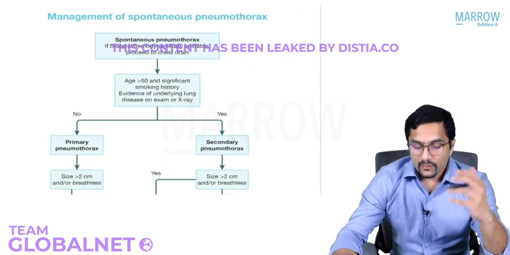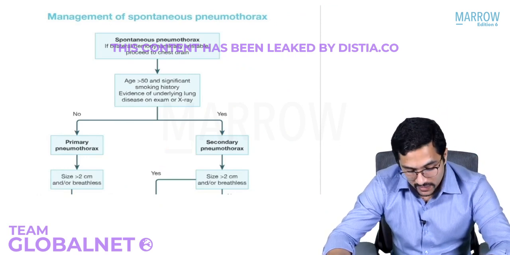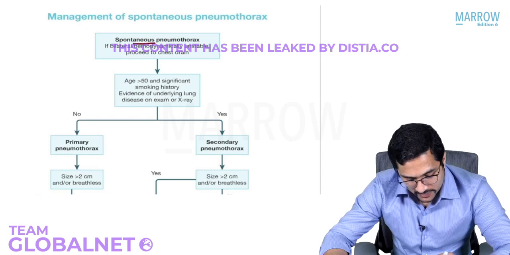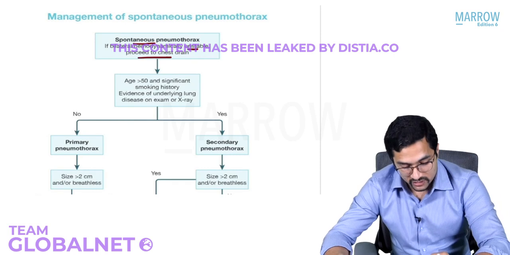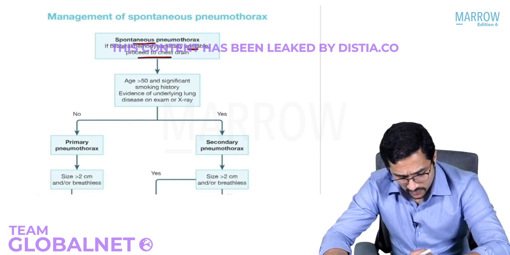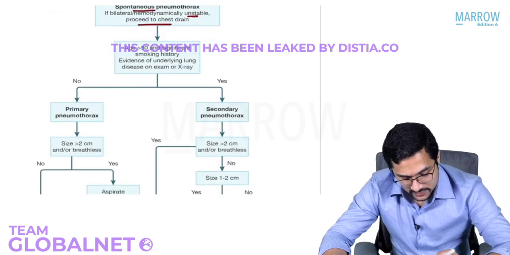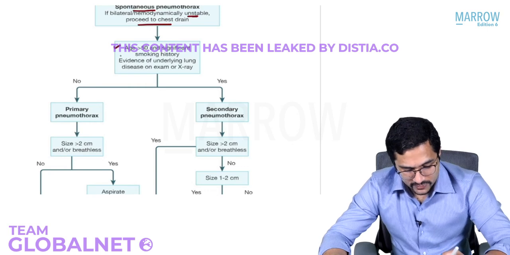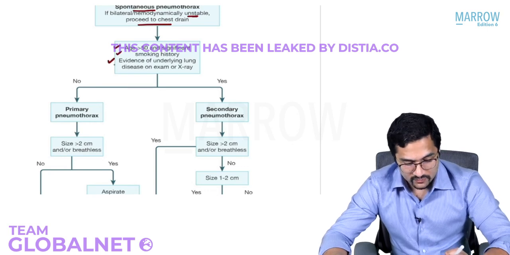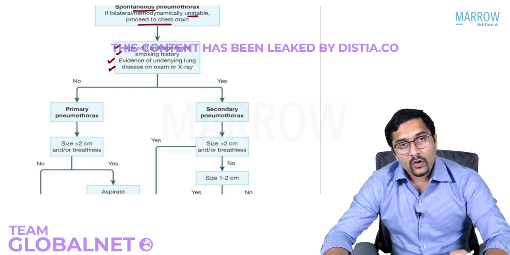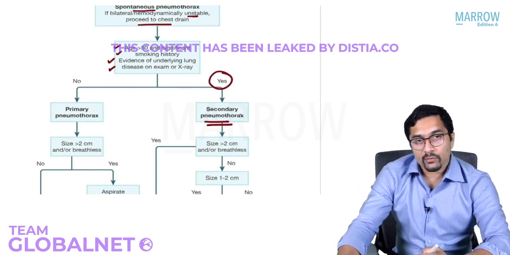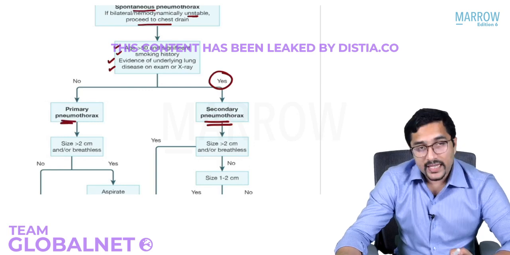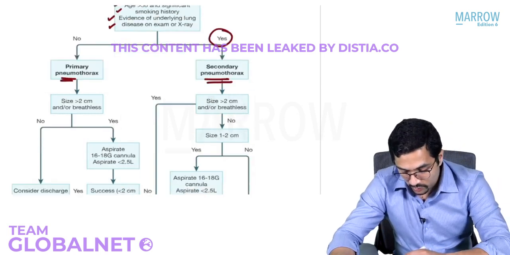This is a flowchart which is given in the latest Bailey. So if there is spontaneous pneumothorax, if the patient is unstable, we proceed with chest drain insertion. If the age is more than 50, smoking history is there, evidence of lung problem is there on X-ray or examination, then it is classified as secondary pneumothorax. If none of these are there, then it is primary spontaneous pneumothorax.